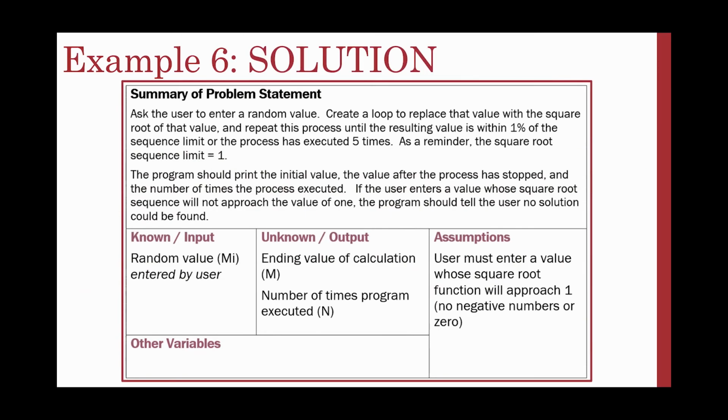So what do we know? We're going to enter a random value by the user. We don't need any intermediate values. And then the output is the average calculation, the ending calculation, and the number of times the program has been executed. So the assumption that we're making is the user must enter a value whose square root function will approach 1, which basically means we can't have any negative numbers or 0.